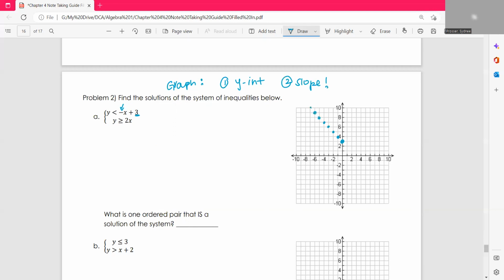And I'm going to plot my points. Down 1 over 1, down 1 over 1, down 1 over 1. And I want to check whether it's a dotted line or a solid line. I know it's going to be dotted because it's just less than. So I'm going to dot this as best as I can.